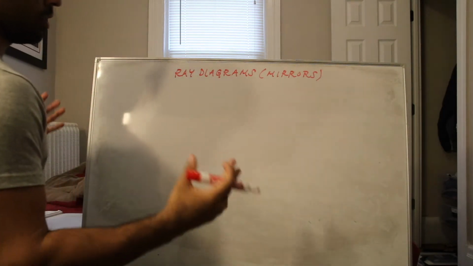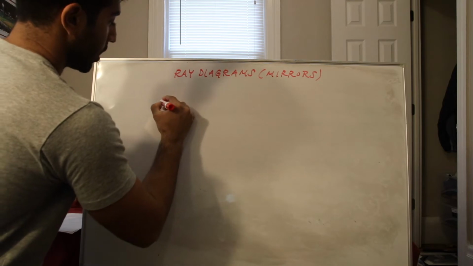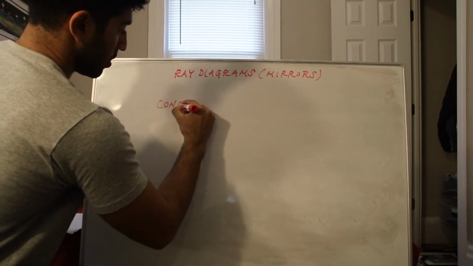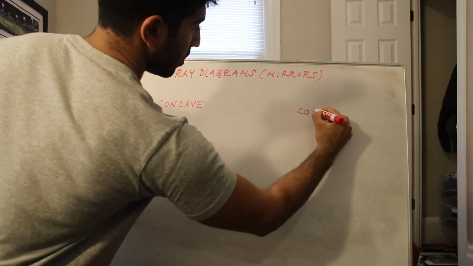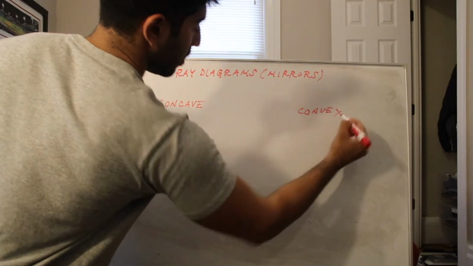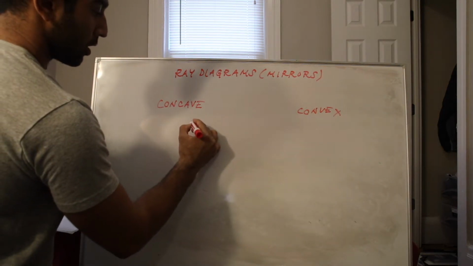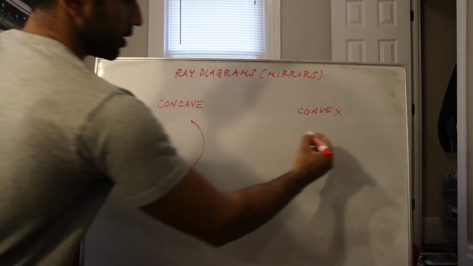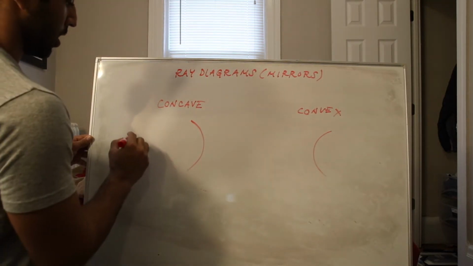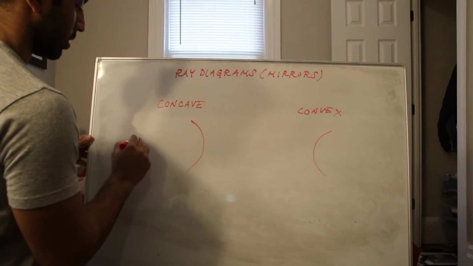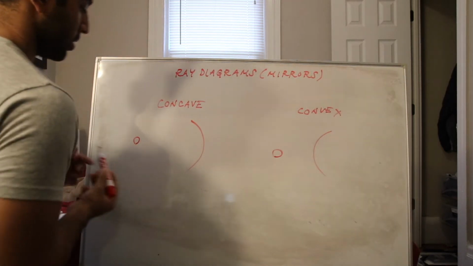First, you have to understand what I'm talking about in terms of mirrors. There are two types of mirrors, concave and convex. They're essentially the same, except for concave, the curvature is towards you, and for convex, the curvature is away from you. So if there's a person right here, or an object right here, the curvature is towards this person and away from this person.